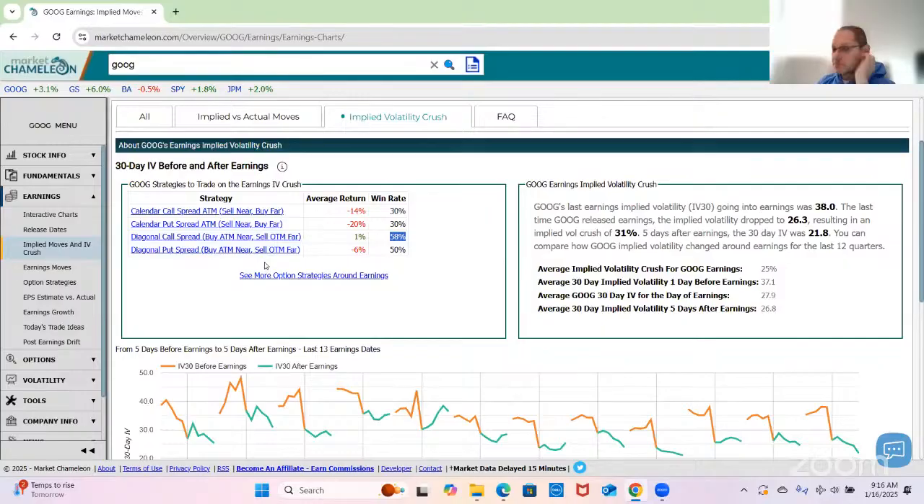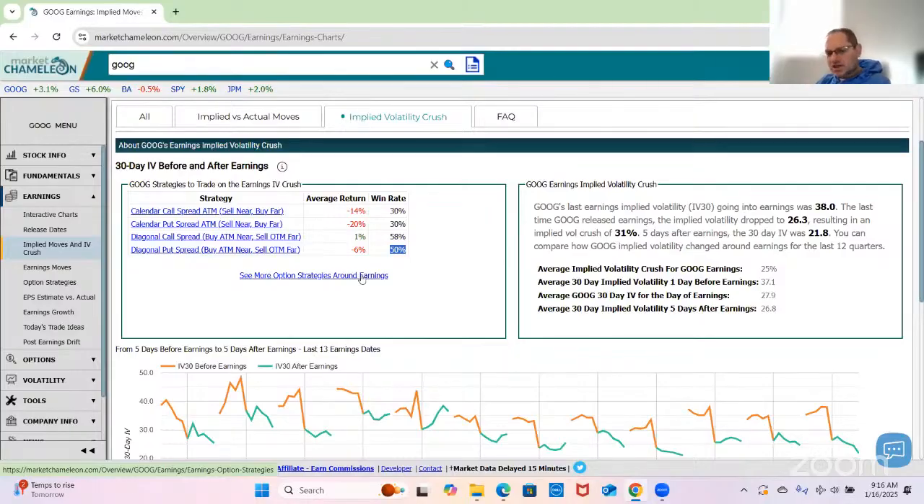This is going the other way. This would be more like a bearish, because they're buying a put at the money, selling an out of the money put, but on different expirations. This was a 6% on average loser with a success rate of 50%. So if you click on this, it'll show you even more strategies.